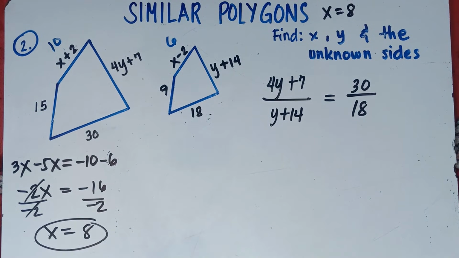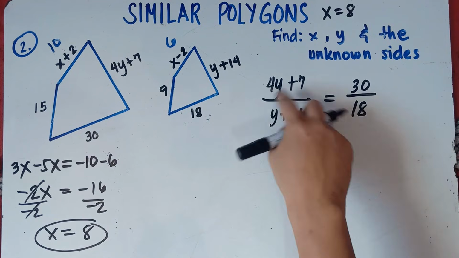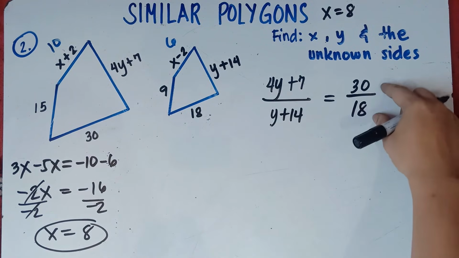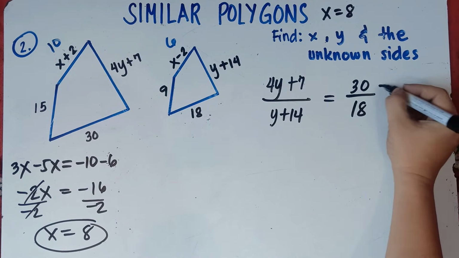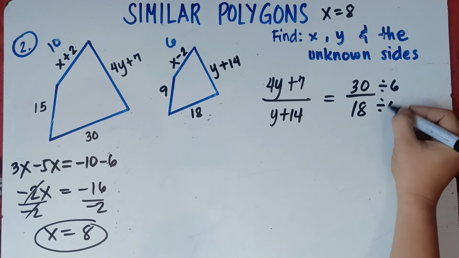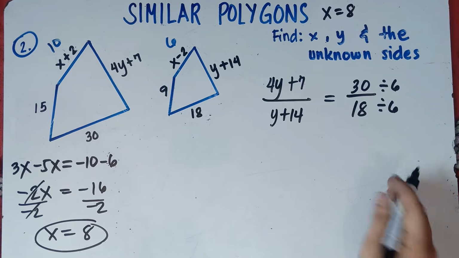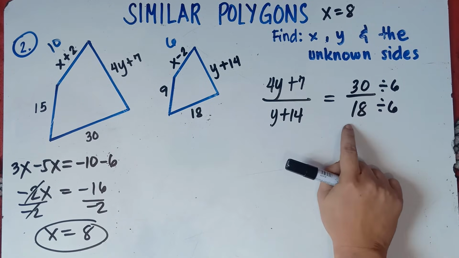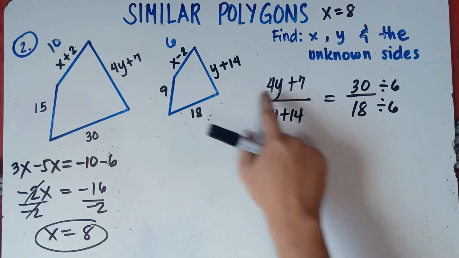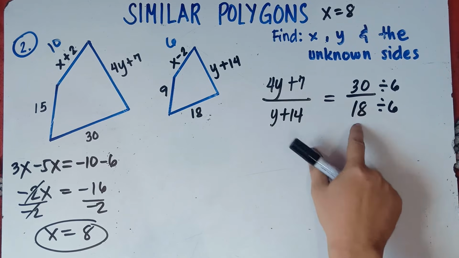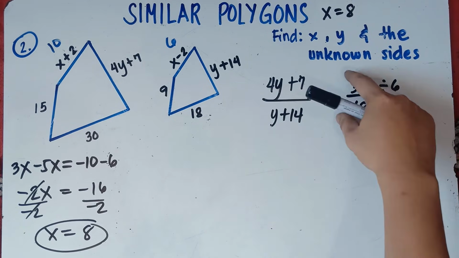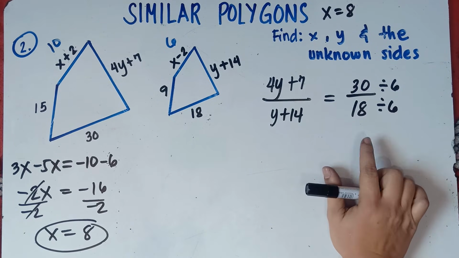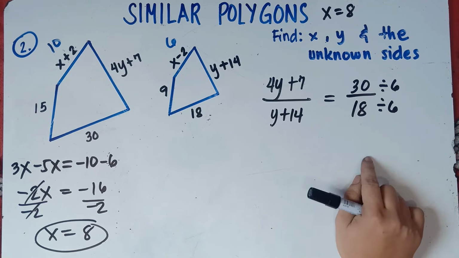Alright, so once again, before doing the cross multiplication, you always check the fraction. Can we reduce? Yep, we can reduce this one by 6, because you will be having trouble with these large numbers. Imagine, class, this is 30 and this is 18, and you will be multiplying 18 and 4, then 18 times 7. These are large numbers. So that's why we need to reduce before doing the cross multiplication.